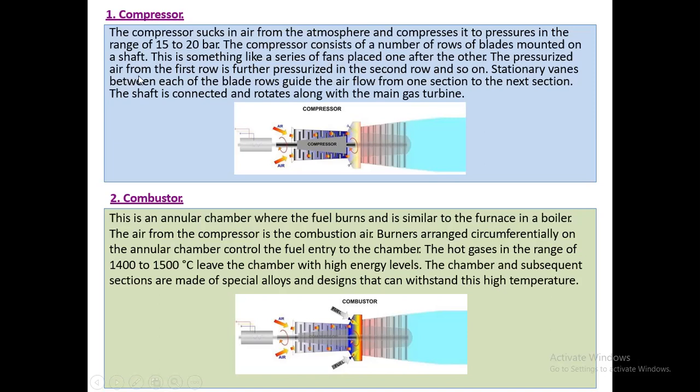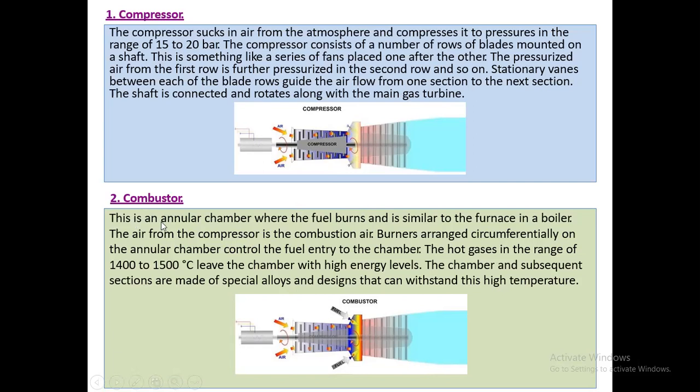The pressurized air from the first row is further pressurized in the second row, and so on. Stationary vanes between each of the blade rows guide the airflow from one section to the next section. The shaft is connected and rotates along with the main gas turbine. So this is the functionality of the compressor.